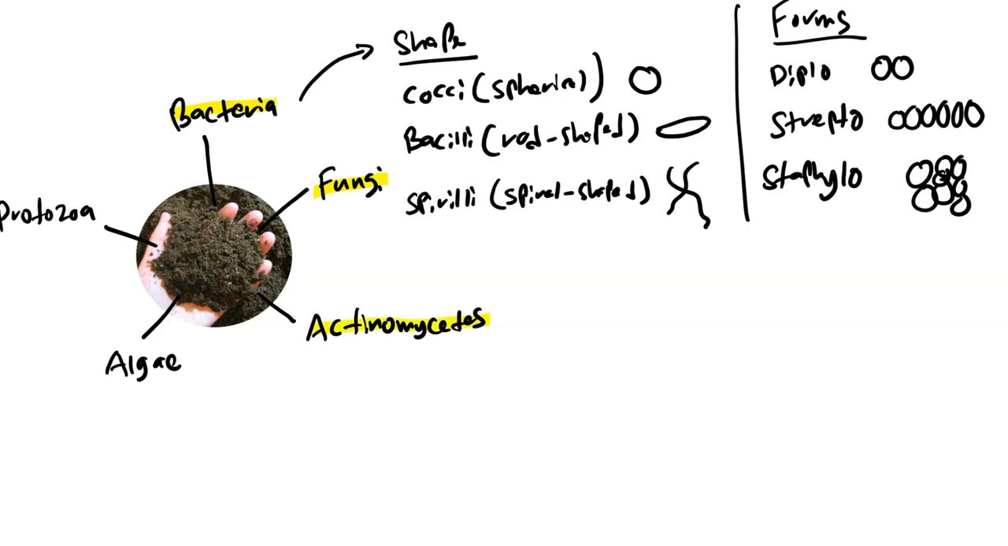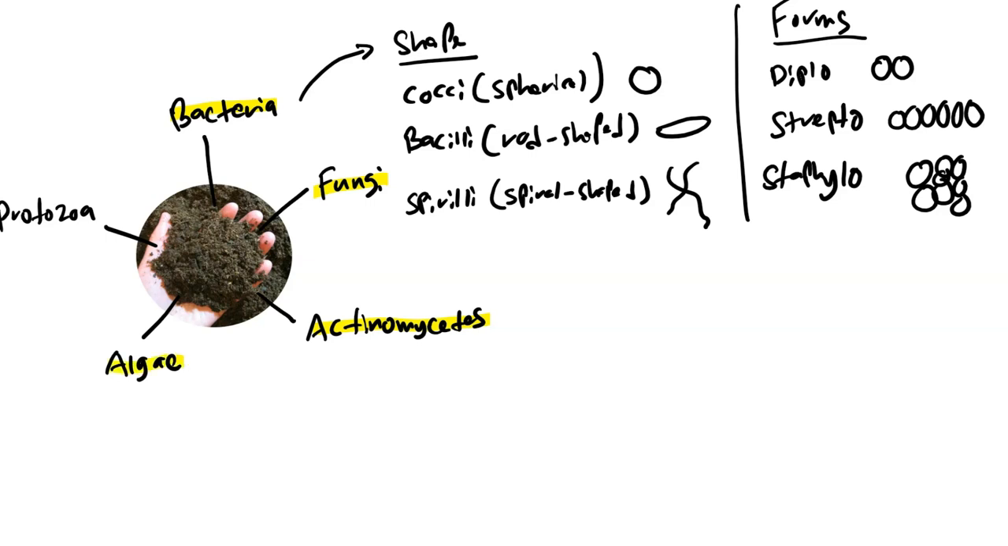For actinomycetes, they are capable of utilizing hydrocarbons and recalcitrant organic matters. Important genera include Nocardia, Streptomyces, and Micromonospora.